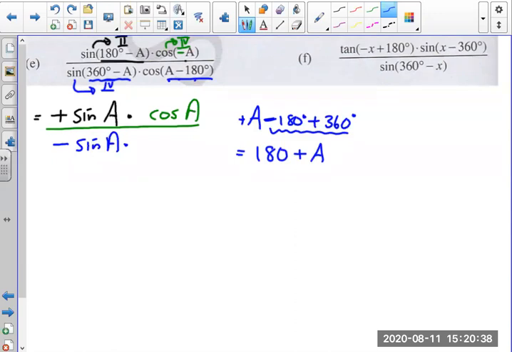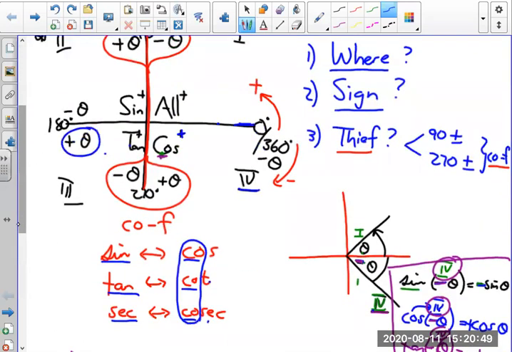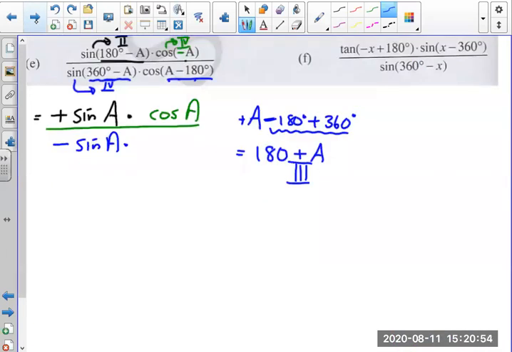And where's 180 plus A? That angle is in the third quadrant. If you look at your set of axes again, where's 180 plus? 180 plus is in the third quadrant. So now you know this angle is in the third quadrant. What's the sign of cos in the third quadrant? It's negative, so this becomes a negative cos A. 4 marks already, if your signs are correct.